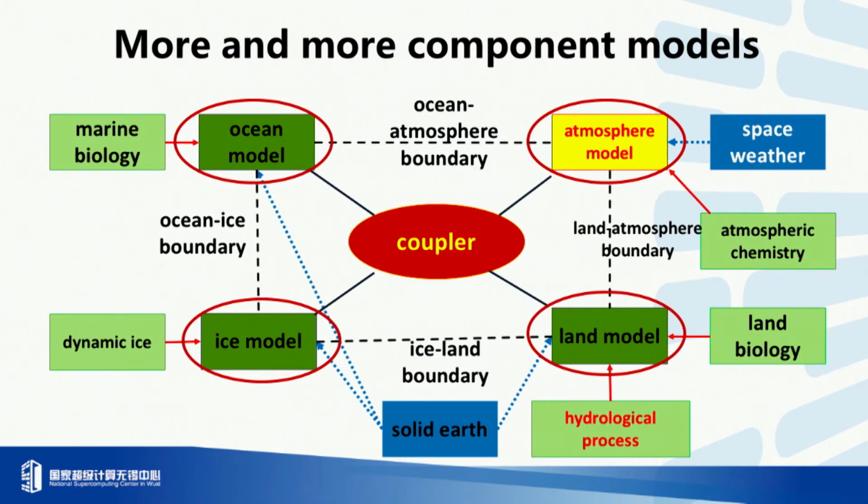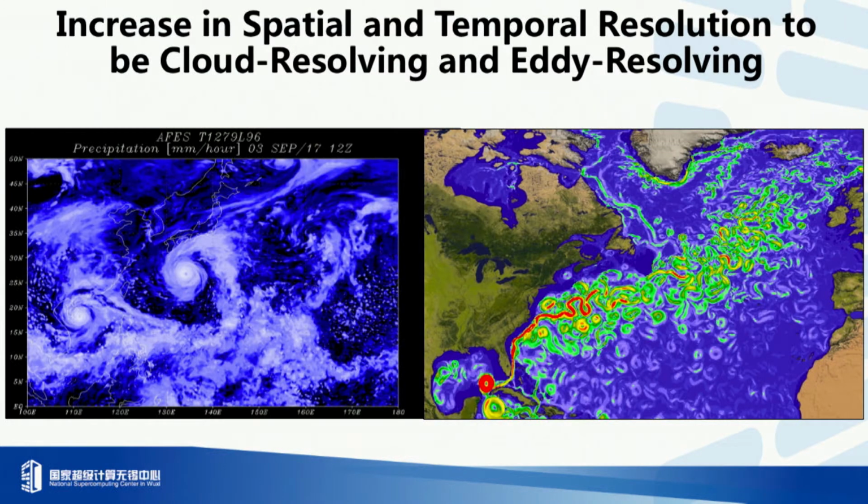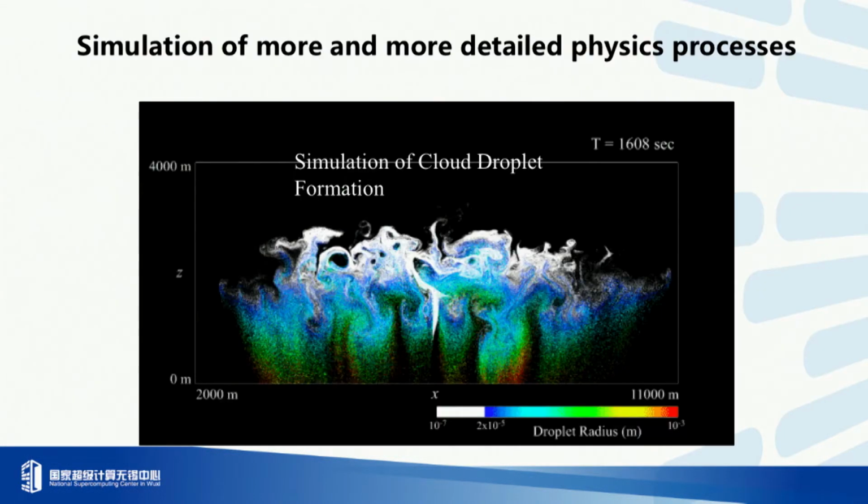So you have more and more science that you want to put into it, which calls for more computing power to deal with them. And you want better resolution. You want to simulate hurricanes. You want to simulate eddies. You want it to be cloud resolving, eddy resolving. You have to improve the resolution. And of course, improving the resolution by 2 times, your computing amount is probably multiplied by 8 or 16 times. So that's another increase. And the physics is also becoming more and more detailed.